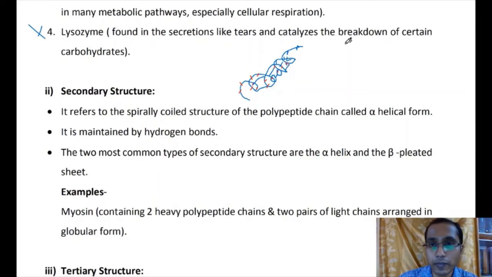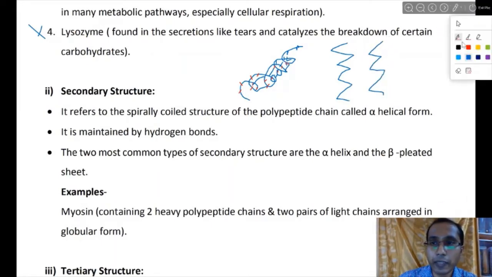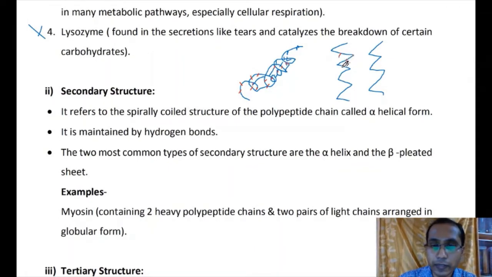Another structure: suppose this is the first chain of the polypeptides and this is the second chain of the polypeptides, and if we give colors here like this, and here like this, if any type of linkage is found between two peptide chains, from one amino acid to another, that may be hydrogen bonds, this type of structure is called the beta pleated sheet structure. This is very important for your exams, and this is the alpha helix structure.